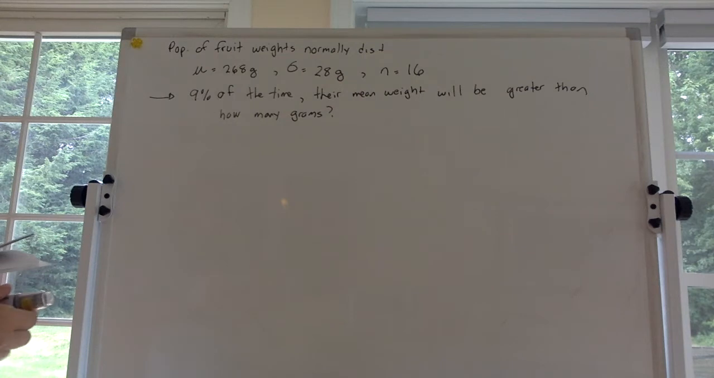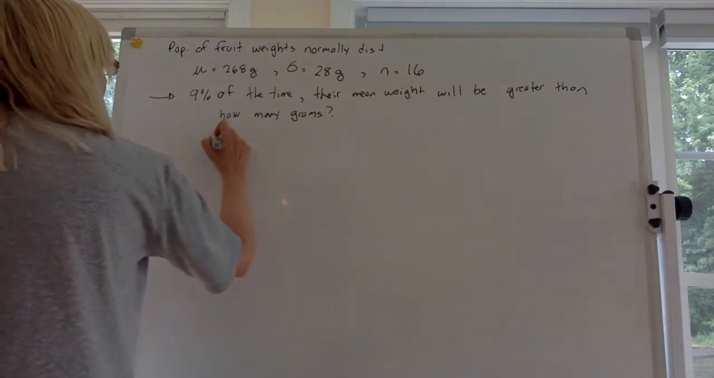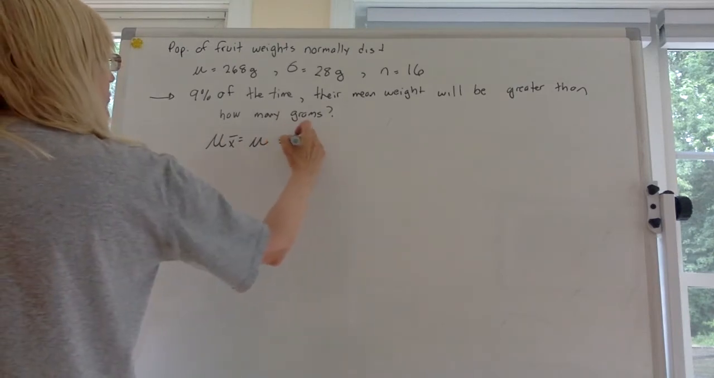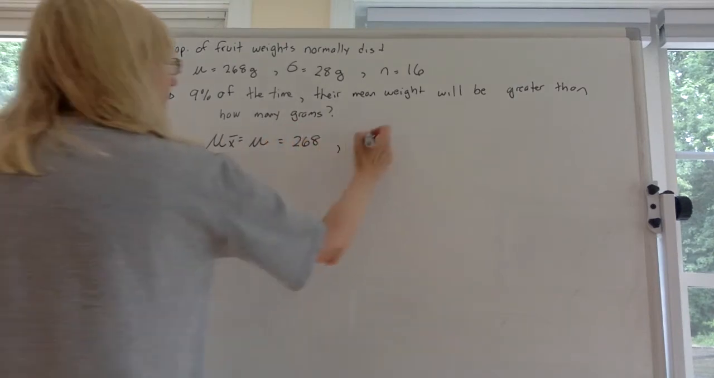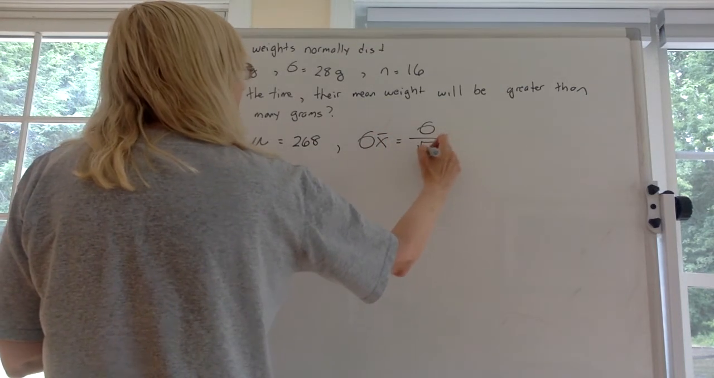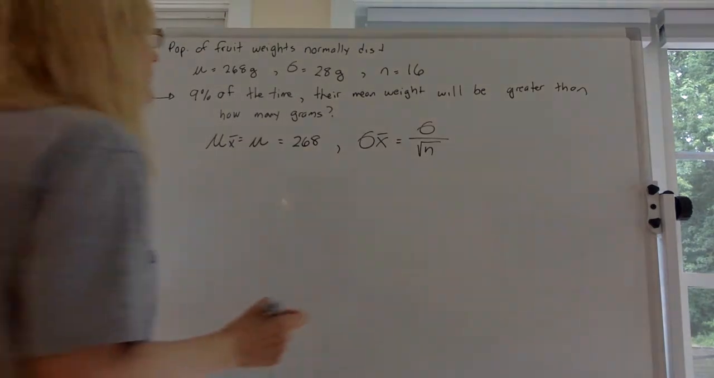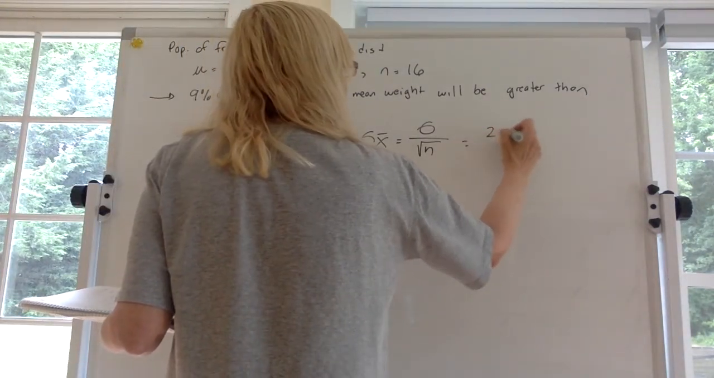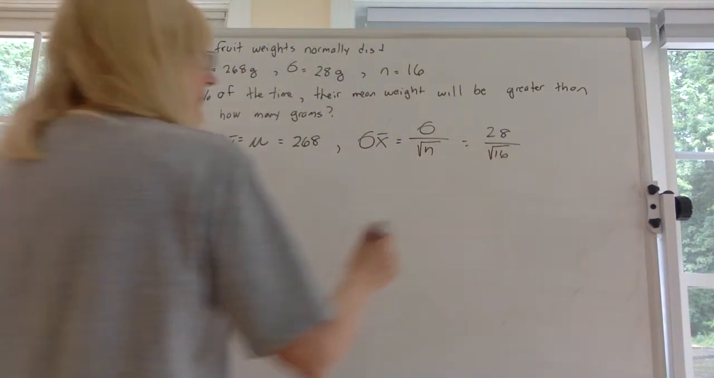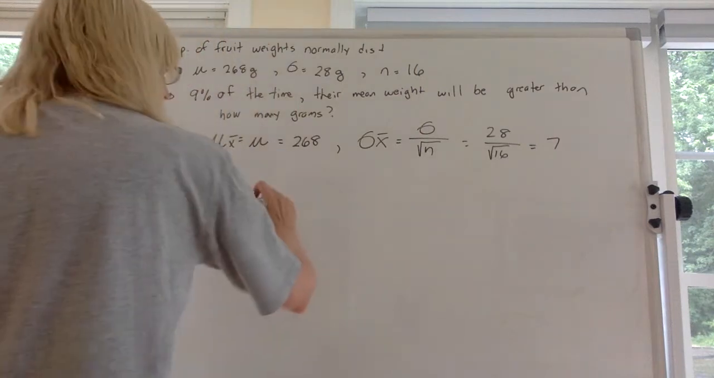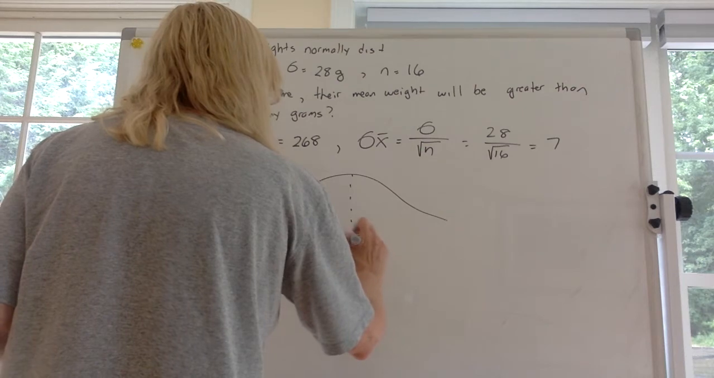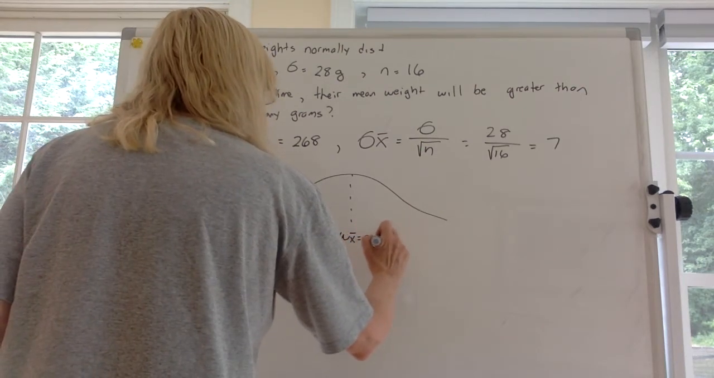So we have to figure out what our mean is for our samples. It's equal to the population mean, which is equal to 268. And then our standard deviation for our samples is equal to the population one divided by the square root of n. So that's going to be 28 divided by the square root of 16, which is 28 divided by 4, which is 7. Okay, so then I draw my picture and smack them down the middle. That's my mu x bar, which is the 268.